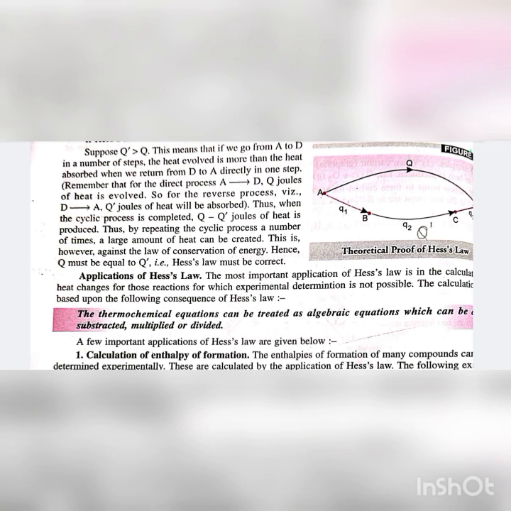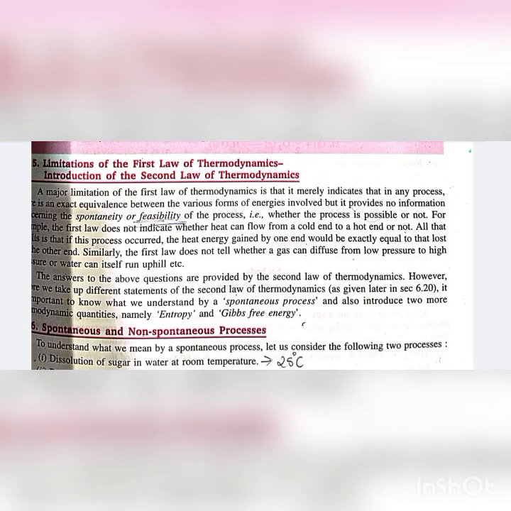Now here are the limitations of the first law of thermodynamics. A major limitation of the first law of thermodynamics is that it merely indicates that in any process there is an exact equivalence between the various forms of energy involved, but it provides no information concerning the spontaneity or feasibility of the process, whether the process is possible or not.